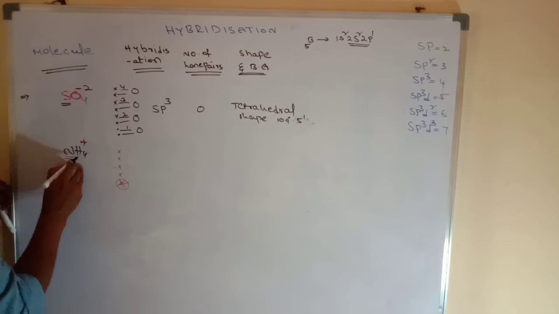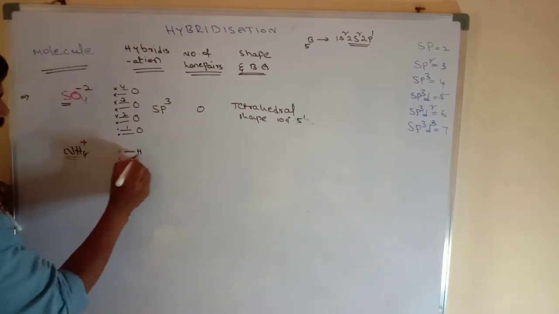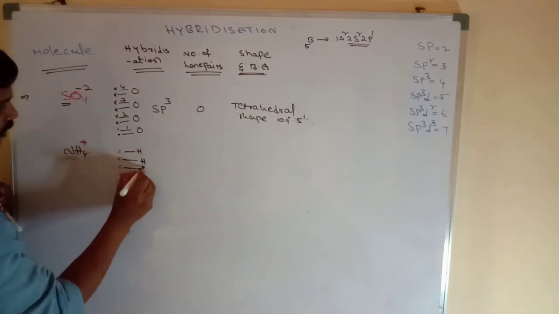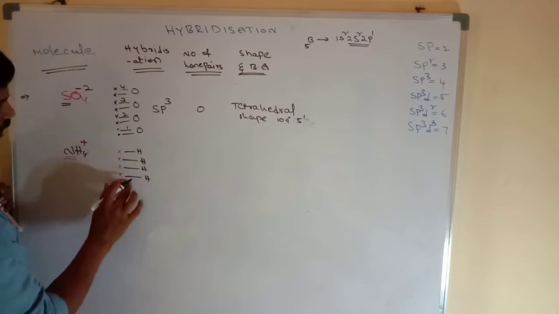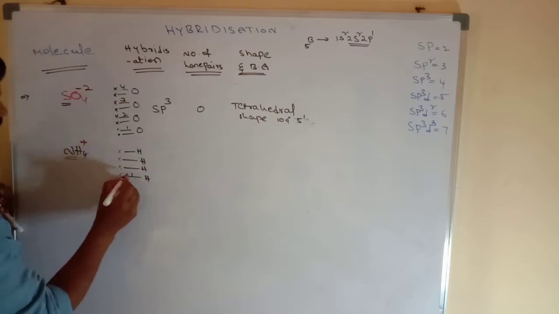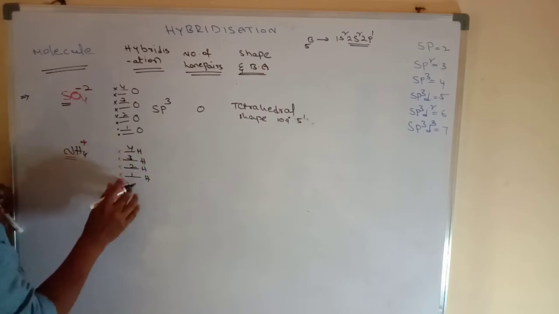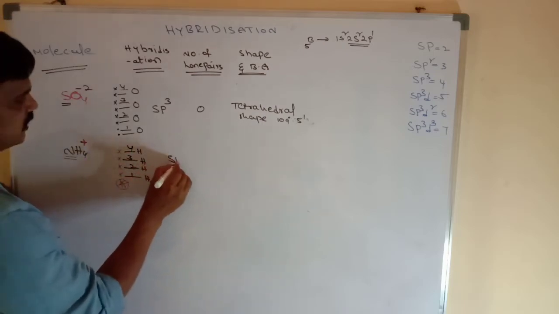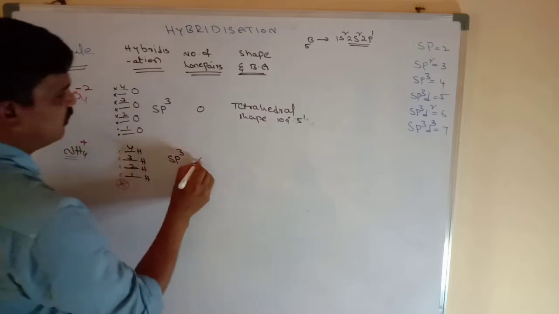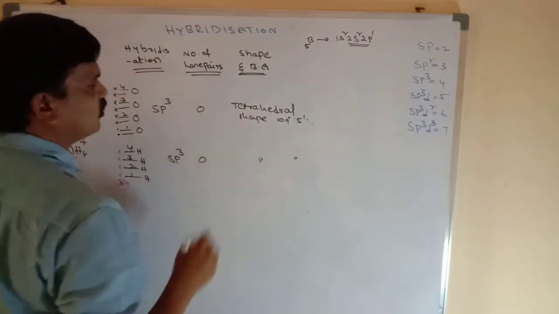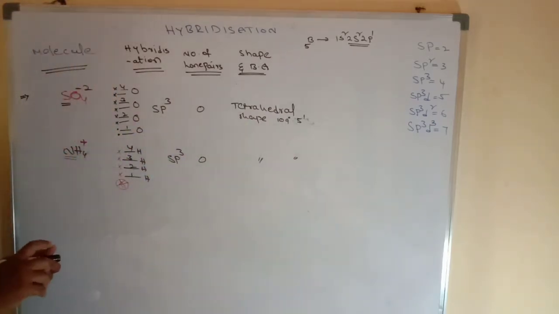Now remaining how many dots? 1, 2, 3, 4. How many hydrogens? 4 hydrogens. Hydrogen always bonds with a single bond, so to each dot I am giving 1 hydrogen. Then give numbers from top to bottom: 1, 2, 3, 4. Which type of hybridization? sp3 with 0 lone pairs and tetrahedral shape, 109 degrees, 5 minutes.